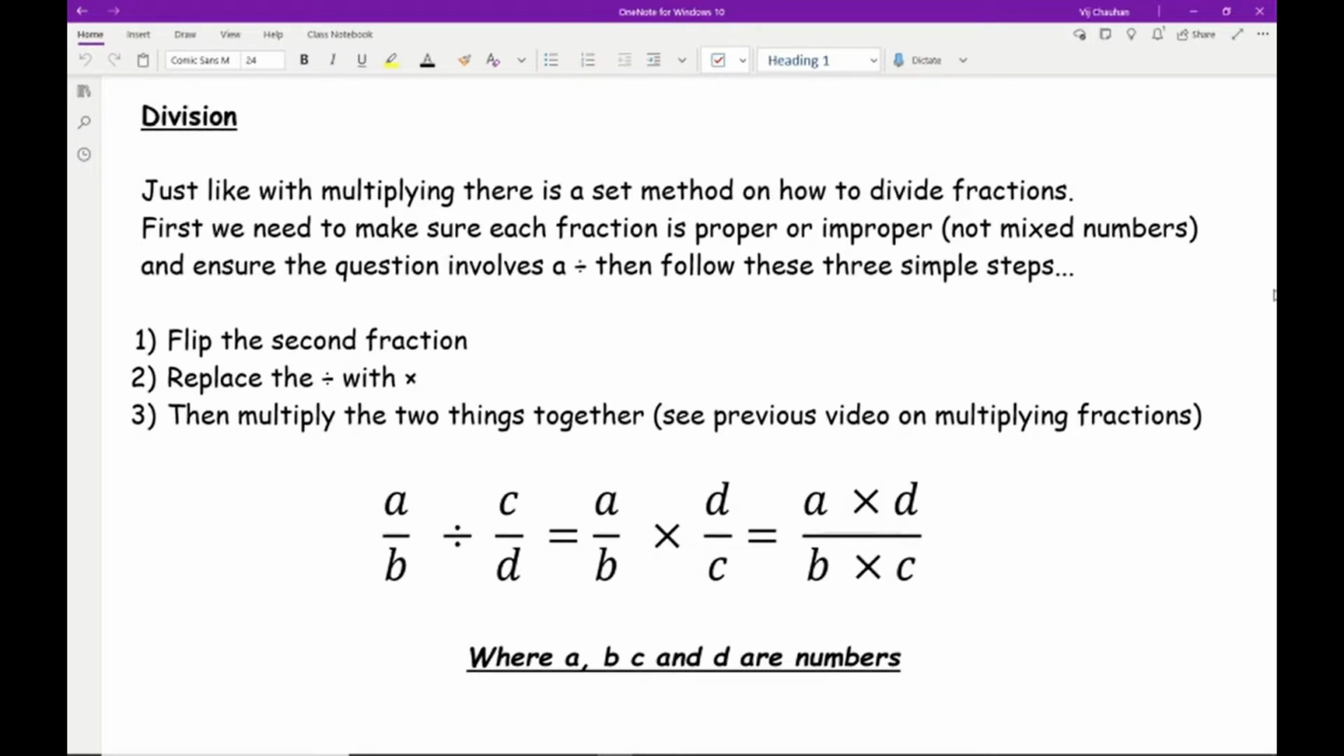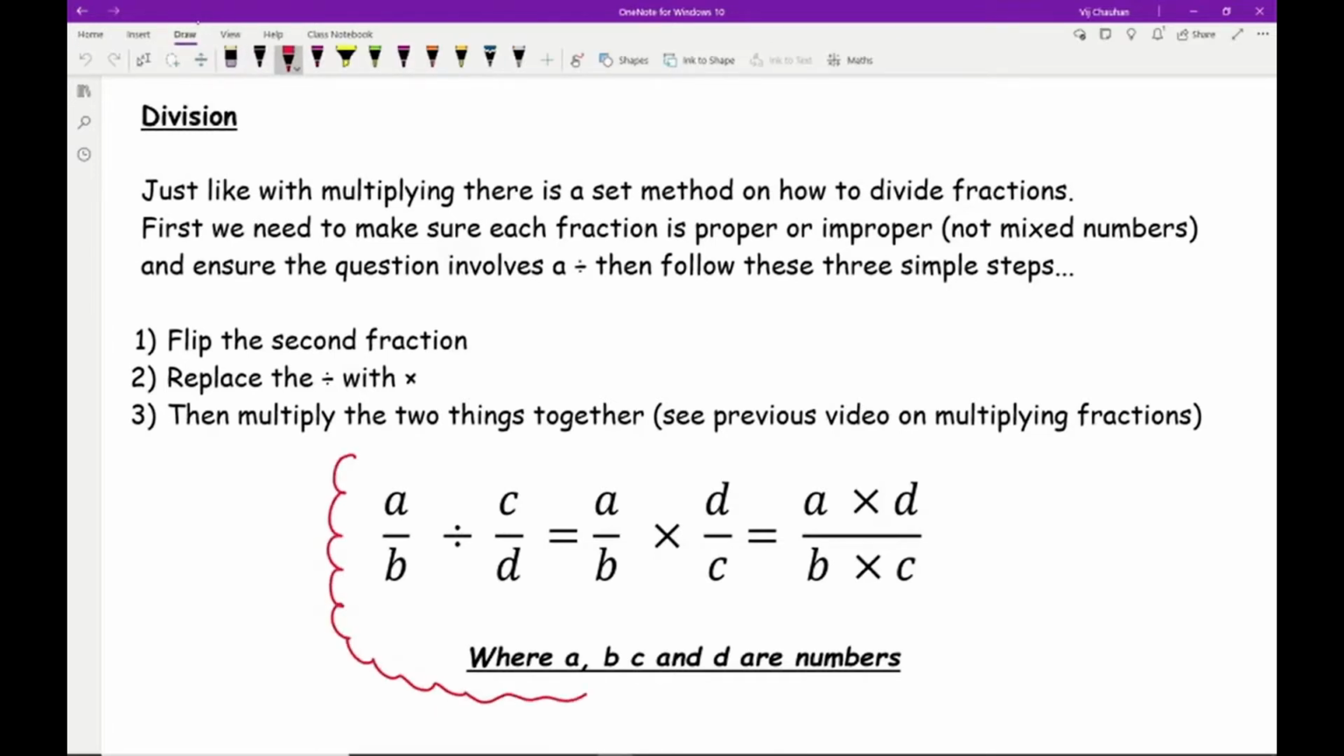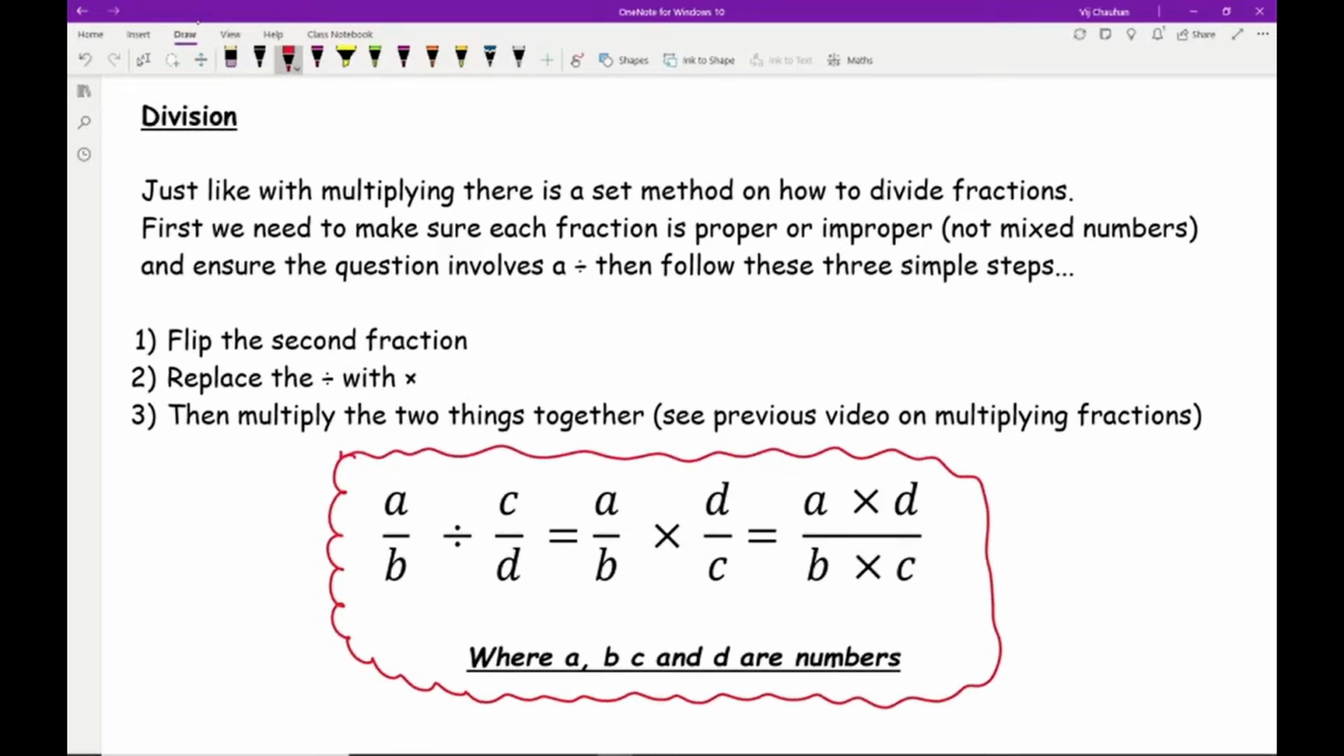If you're not sure again about how to multiply fractions, I strongly recommend you watch a previous video. In terms of your notes, one thing I would strongly recommend is to highlight this in terms of algebra. If you're not too great with algebra, it's not a problem. Your question would look something like this, in which A, B, C and D are numbers, and then following the three simple steps it becomes this, in which we've flipped the C and D over so they swap places, and we've replaced the division symbol with a times.